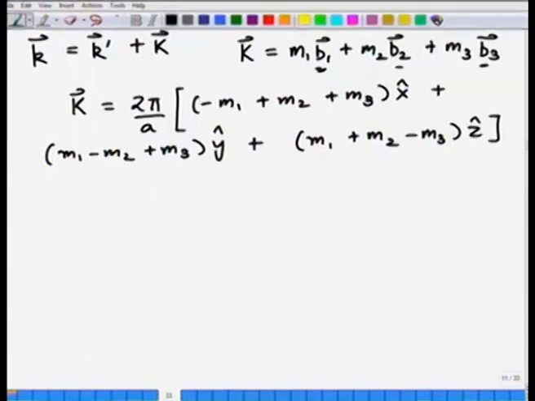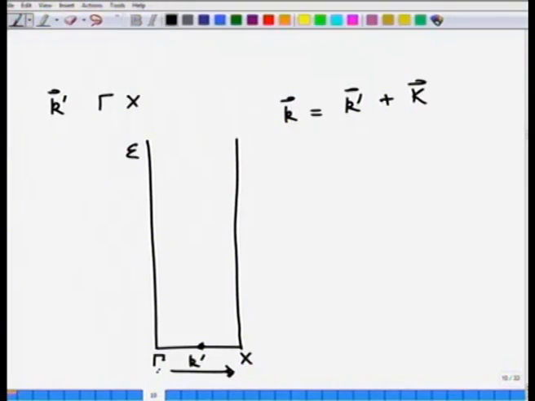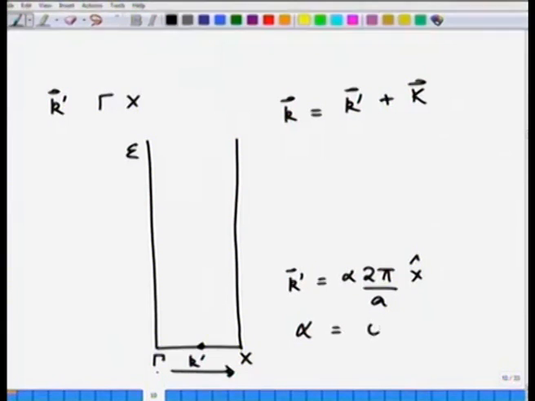Now, what is the k prime vector for this particular k prime in the gamma to X direction? I can write it as alpha times 2 pi by a x hat, where alpha goes from 0 to 1. That means when alpha is 0, I am at the gamma point. When alpha is equal to 1, then I am at the X point and I reach this X point. All right, so alpha takes a value from 0 to 1.